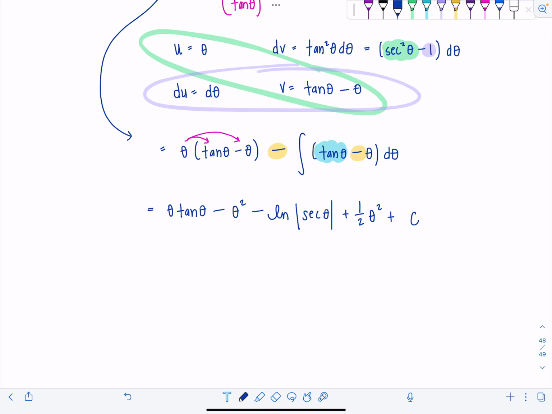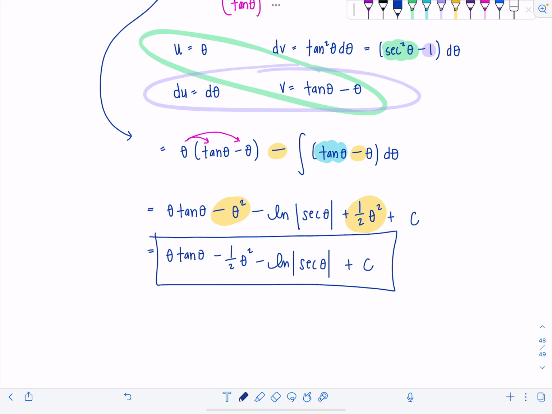And there's one more thing we can do. I can combine like terms because I have negative theta squared and positive 1/2 theta squared. So I'm just going to rewrite theta tan theta. Negative 1, positive 1/2 leaves me with a negative 1/2 theta squared minus ln, absolute value, secant theta plus c.